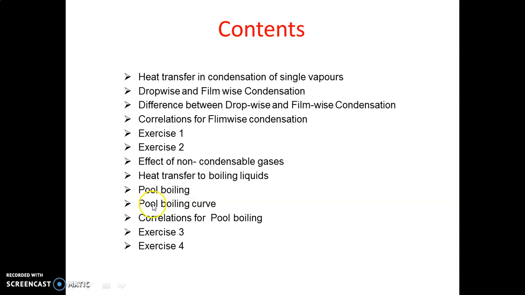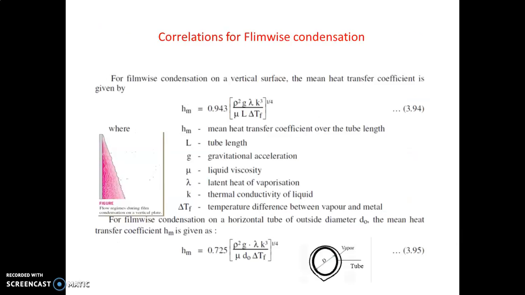Then we had discussed the pool boiling curve. So that is Q by A versus delta T graph. Then the segments of that graph are natural convection, nucleate boiling, transition boiling, and film boiling. And then we had discussed what are the correlations for nucleate pool boiling and how to calculate the critical heat flux. So these are the points we had discussed in unit number 4. So in this way this chapter or this unit is completed.